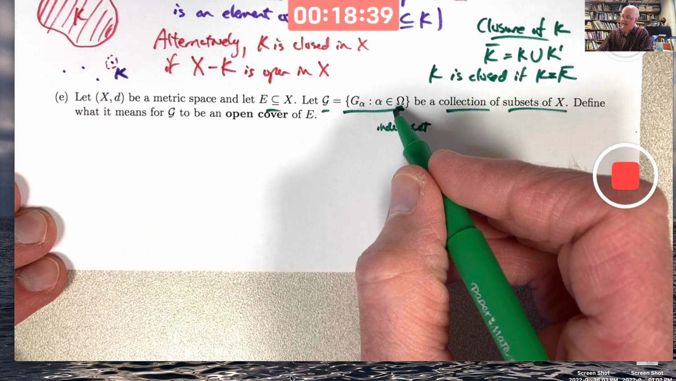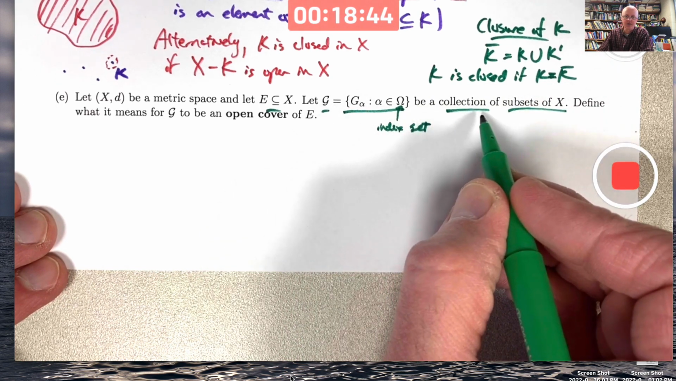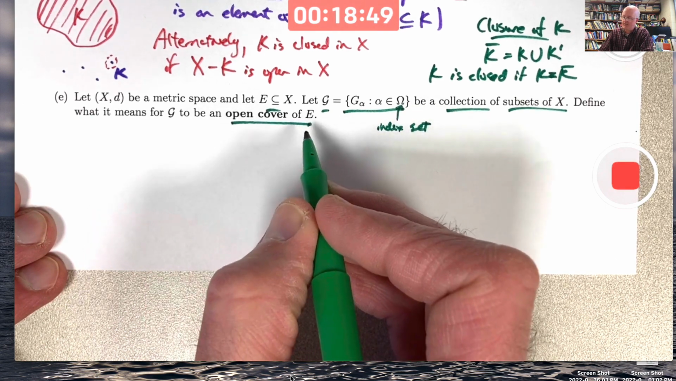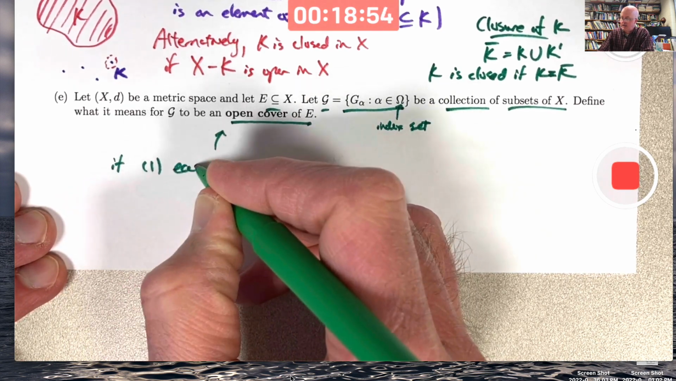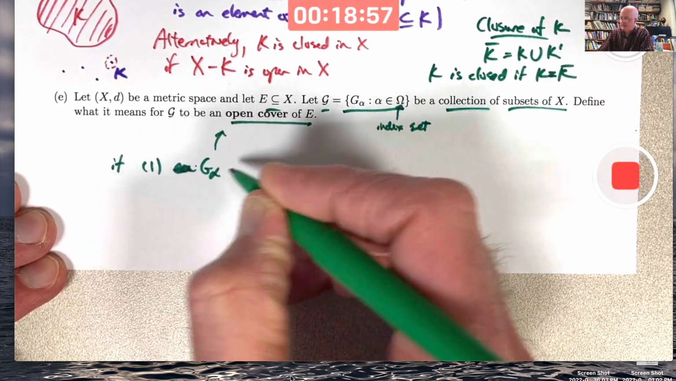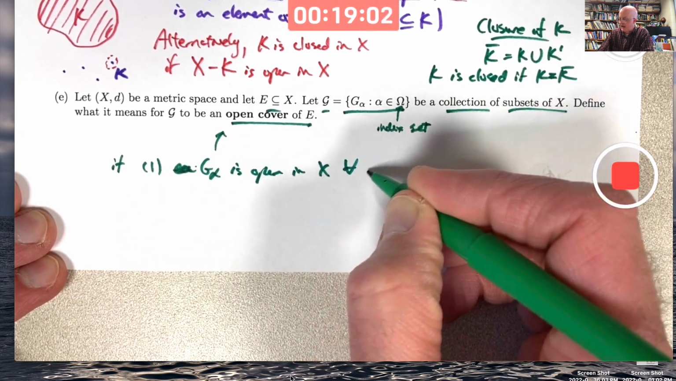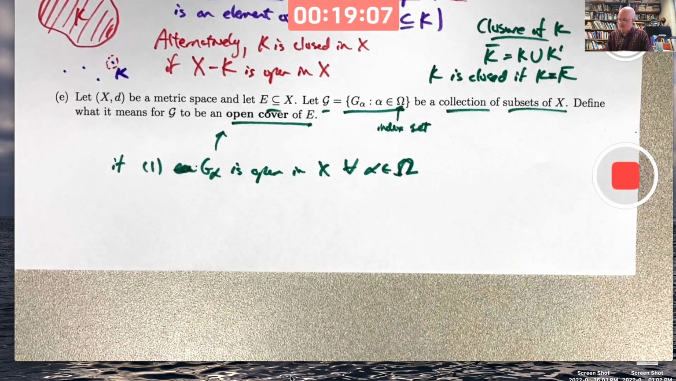For each alpha in this set, which is a capital omega, there is some G sub alpha in this collection. Define what it means for this collection to be what's called an open cover of E. This happens if, first of all, each G alpha is open in X for all alpha in capital omega. That's part of the definition related to the word open. What does it mean to be an open cover of E? Well, what it sounds like. It's like a blanket for E.